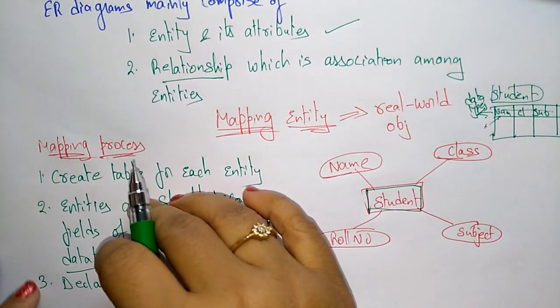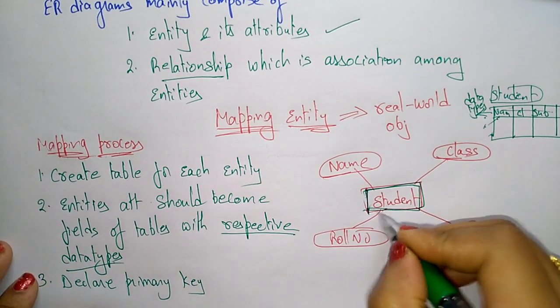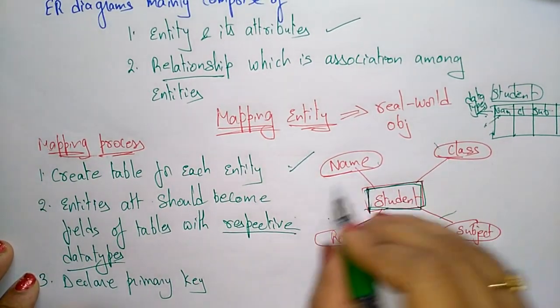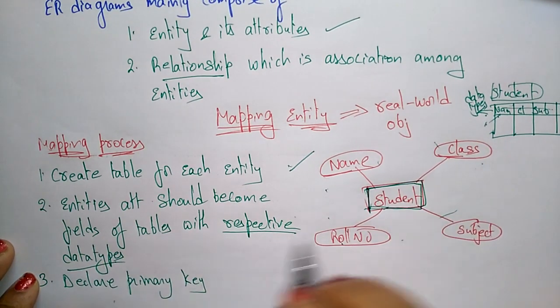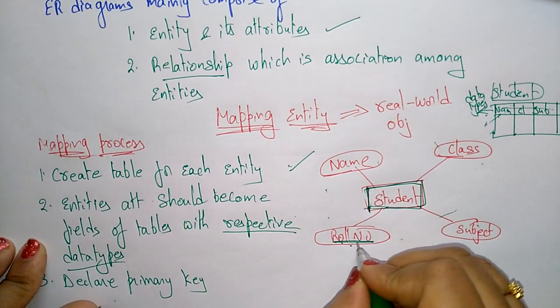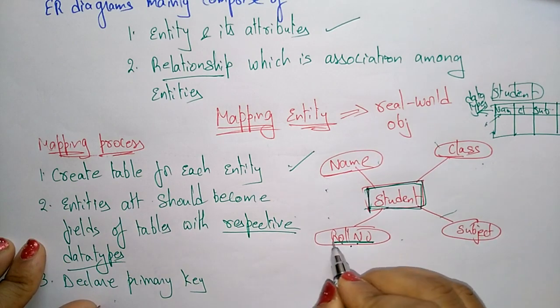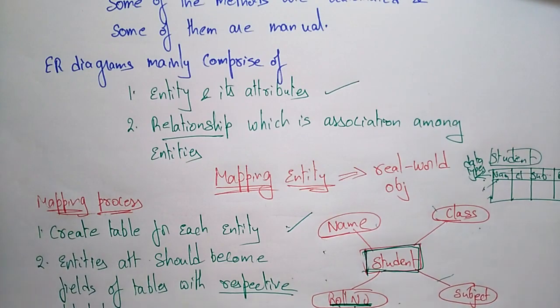So these are the steps you have to follow if you take a single entity. For this entity, first you have to create a table, after that you have to declare data types for each attribute, and you have to declare a primary key. Here roll number is the primary key because it is unique. The roll number is different for each and every student. So it should be unique. That's why we make it a primary key. So this is about the mapping entity.